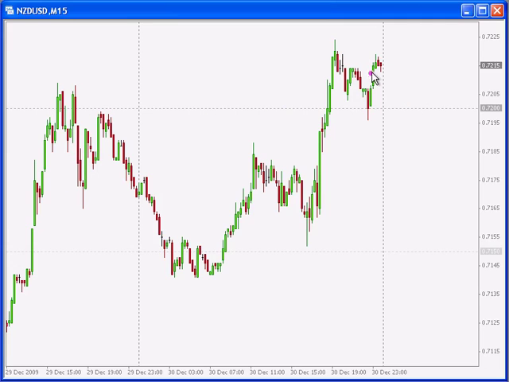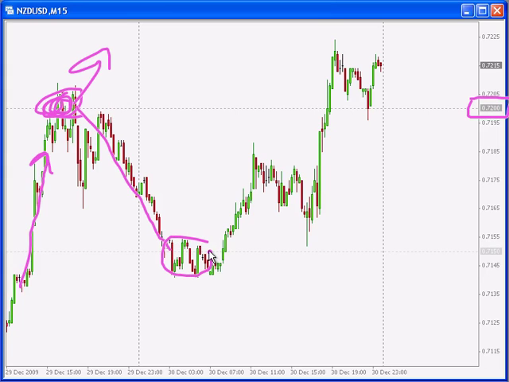This is what happened last Friday. All right, this is the end of Friday's session. This is the beginning of Friday's session. This is Thursday. Well, on Thursday, price came up to touch that level 0.72, the round number above. It couldn't break through. It came back down on Friday morning, early in the morning, to retest the 0.7150. It couldn't break through, could it?